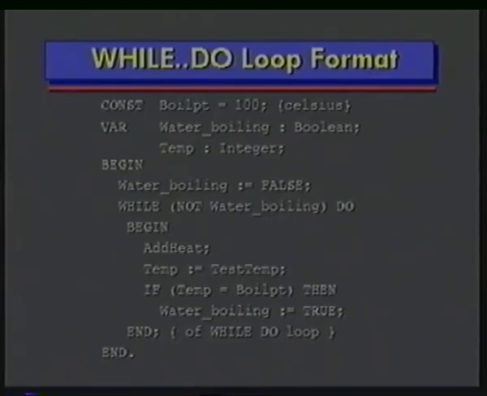When the thermometer detects that the water is boiling, it changes the value of water boiling to true. This makes the control expression evaluate to not true, that is, false. When this happens, the loop comes to an end. Don't forget to turn off the flame.